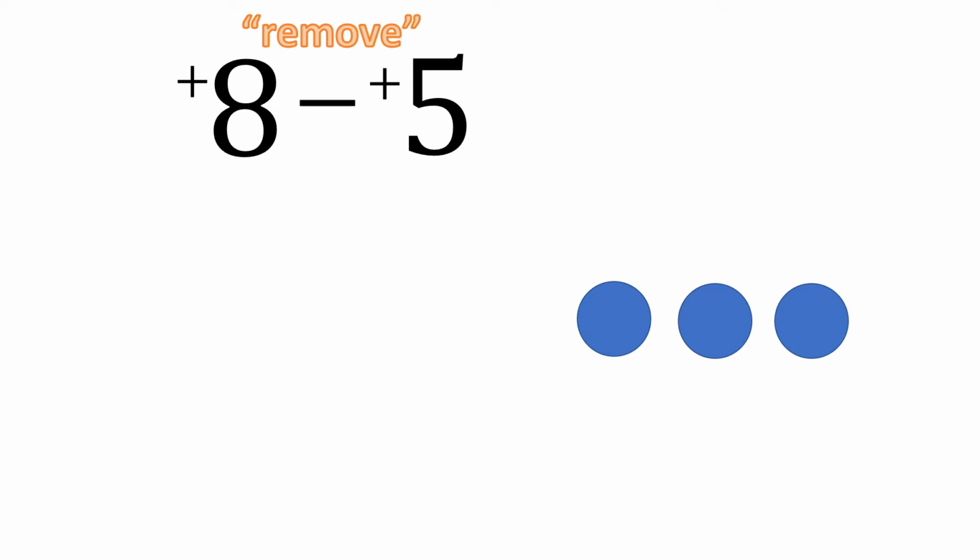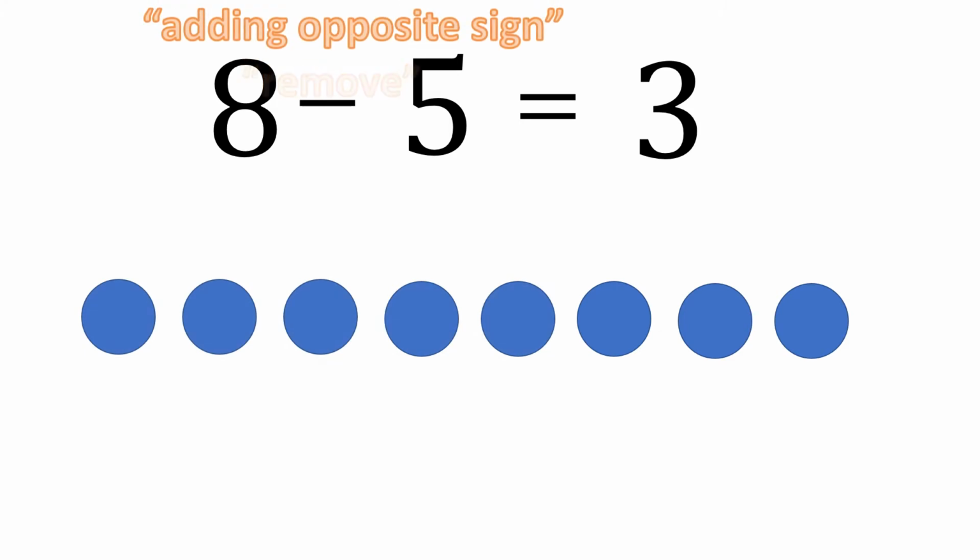So what do we have left? We have 3 positives. That means the difference of positive 8 and positive 5 is equal to positive 3. Or you may remove the positive sign, it still means positive. But another way to interpret minus, aside from removing, is adding the opposite sign.